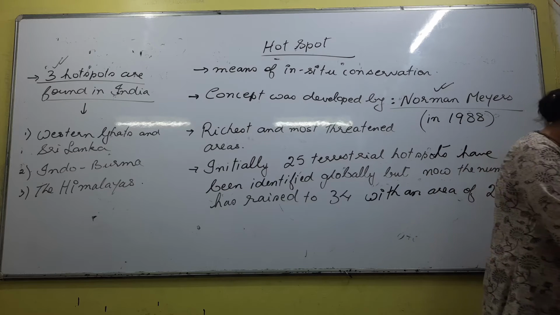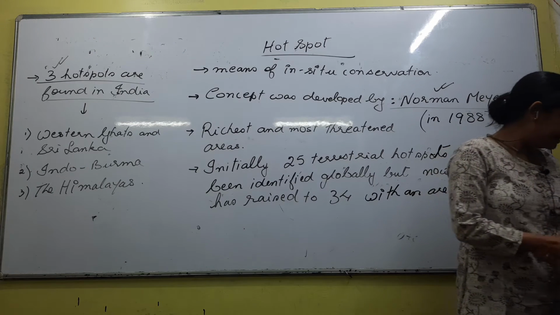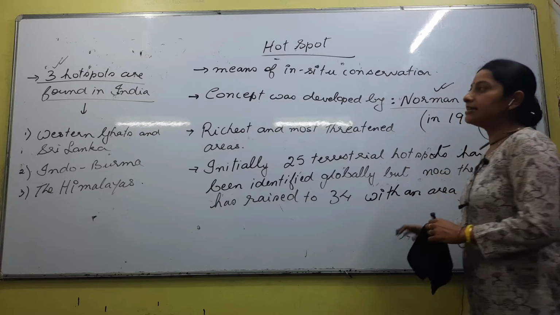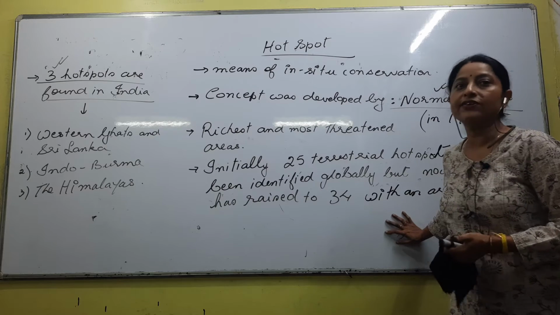So this was all about in situ conservation. What is in situ conservation? Conserving the organisms in their own natural habitat is called in situ conservation. Examples of in situ: national parks, wildlife sanctuaries, hotspots, biosphere reserves, etc.